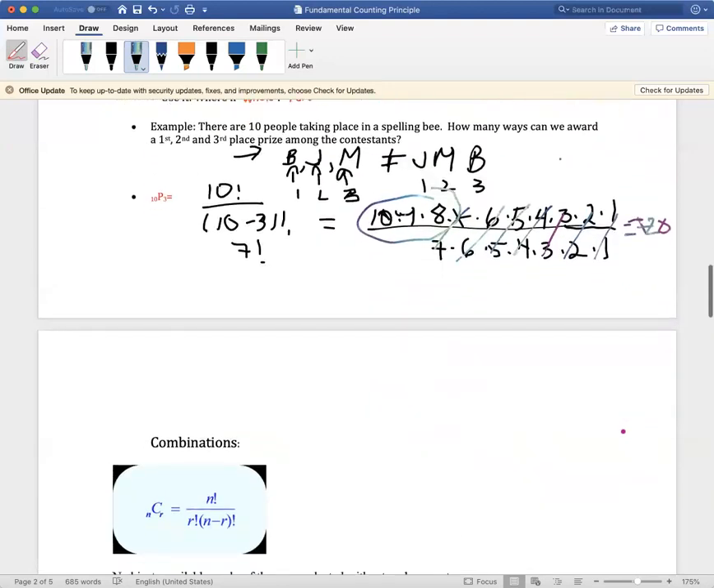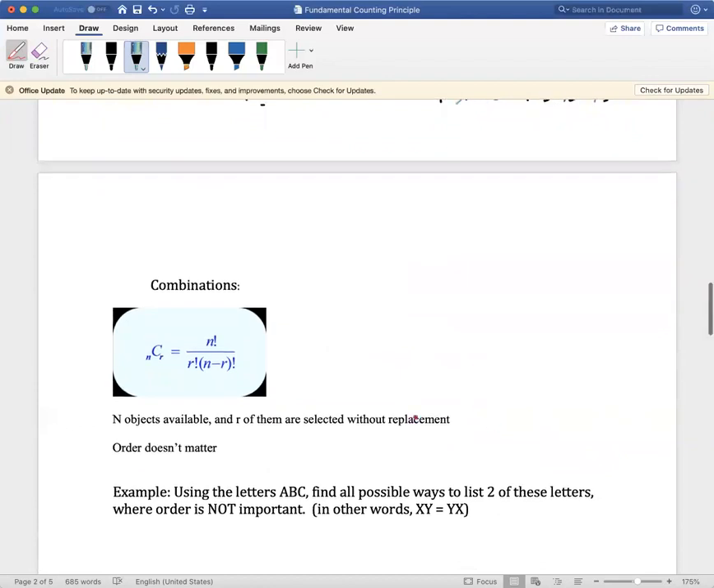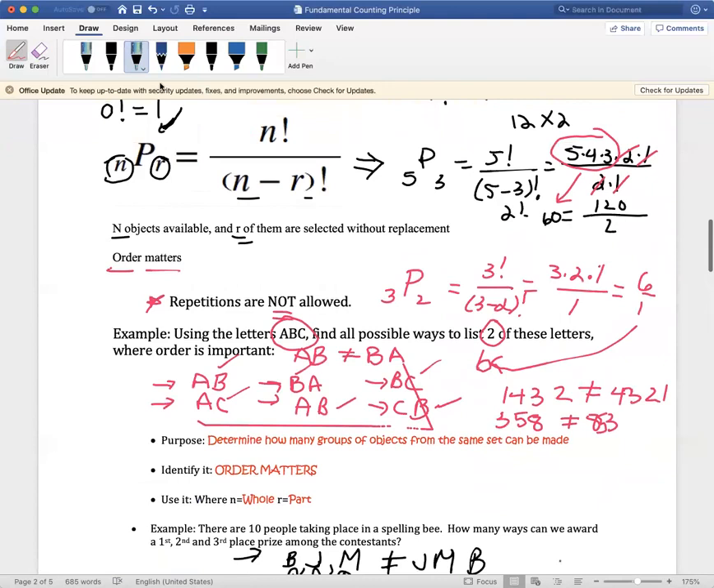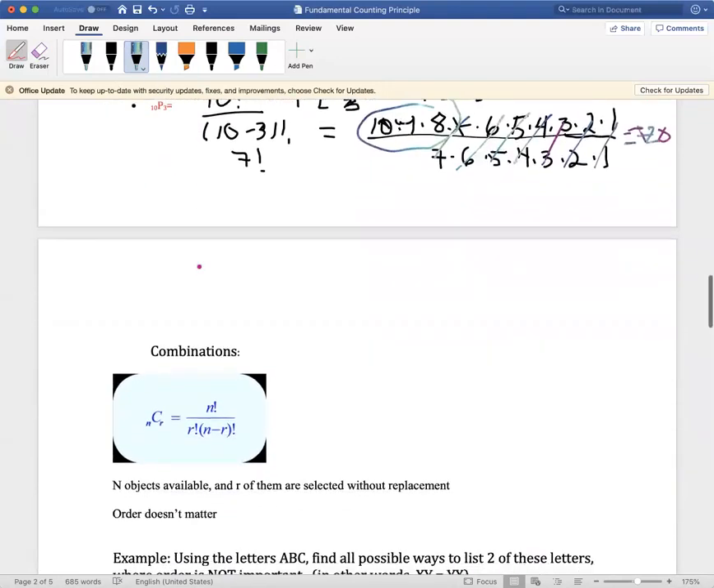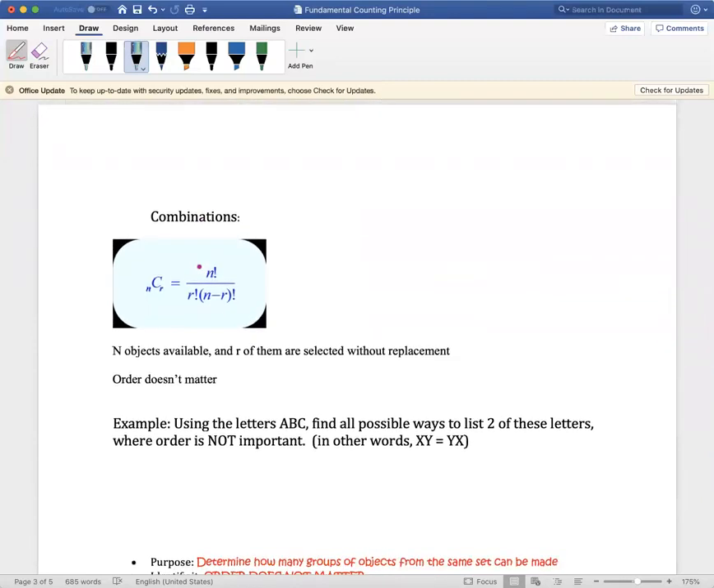Well, let's talk about how we would compare permutations with combinations. In combinations, it's very similar insofar that we have that n and that r. We have a total of n objects, and we're taking r of them, just like in permutations, right? But when we're dealing with combinations, order isn't important. And again, we're going to go back and talk about that in a second.